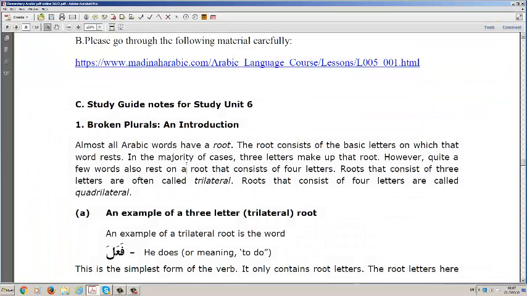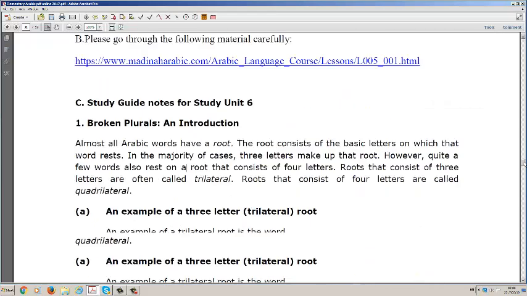Okay, so we have these root letters on which a word rests. And as in the case of kataba, three letters normally make up the root. However, there are variations. You can have some roots that are actually four letters, and some very few roots that are even five letters, but by far the majority are three letters, and some four letters, and occasionally five letters.